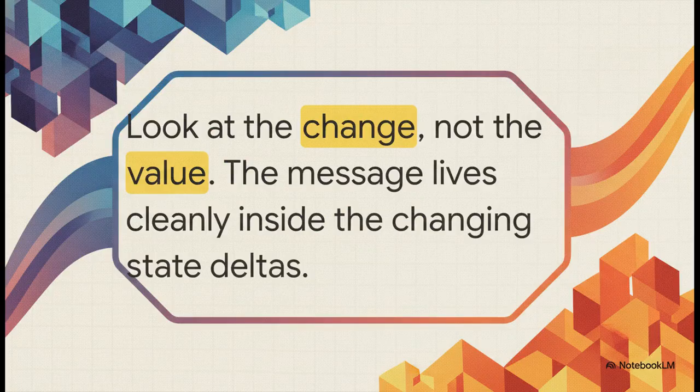This tells us we need to look at the change, not the value. You see, the SHA-256 round function is actually completely bijective. That means it is a perfect two-way street. Literally nothing is destroyed inside the rounds themselves. And because of this, the original message word can be perfectly recovered purely from the round-to-round deltas.